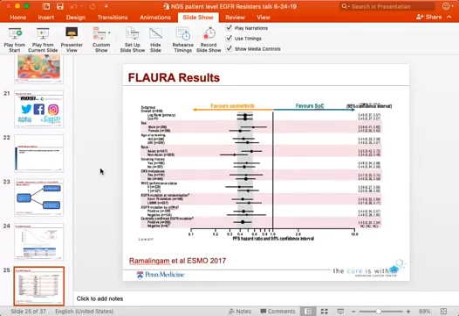This is a forest plot from FLAURA, and what I want to call your attention to, I know this is very confusing, is that each of these rows represents a group of people. And then each of these little dots with the lines on either side of them represents the odds that it is better. Any dot on this side of the curve means that osimertinib was better, and anything on this side means that gefitinib and erlotinib was better for that group. So what you can see quite clearly is that for every group that they evaluated, osimertinib was better than the standard of care.